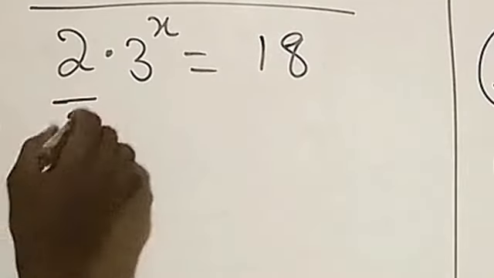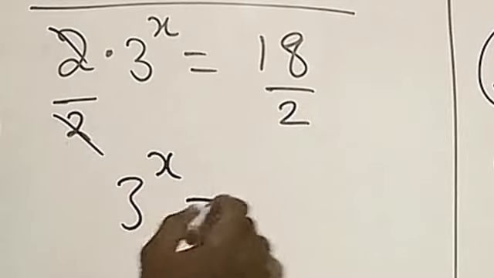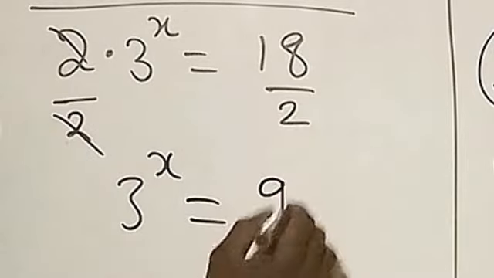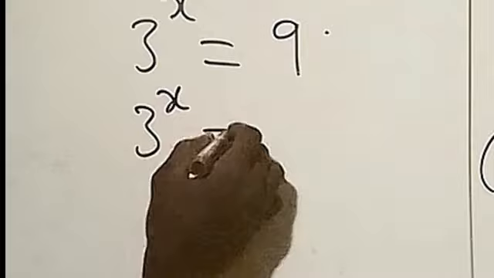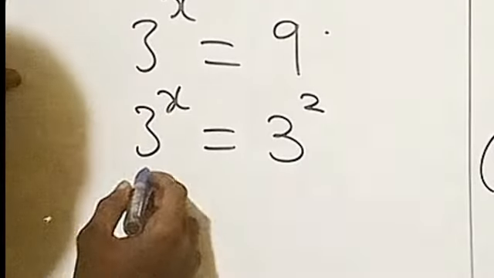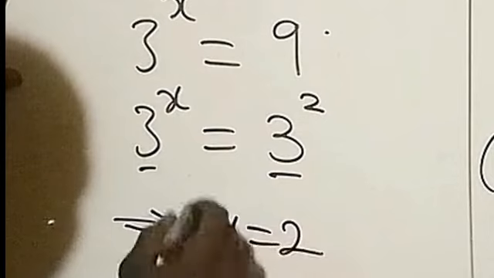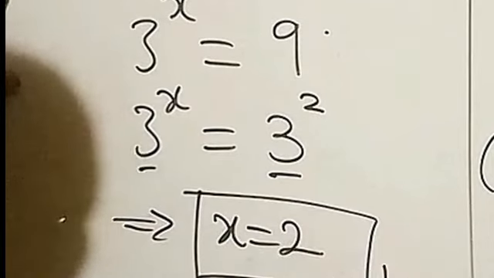So we can divide both sides by 2. We have 3 to the power of x equals 18 divided by 2, which is 9. So 3 to the power of x equals, now 9 is 3 to the power of 2. Are you following? Since we have the same base, this implies that x equals 2. So we have the value of x to be 2.